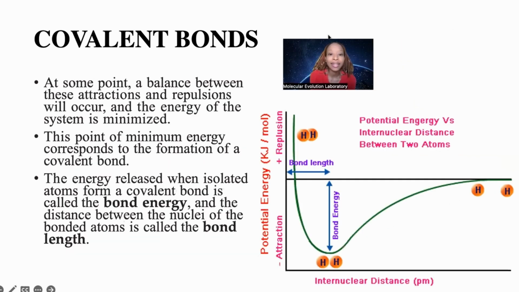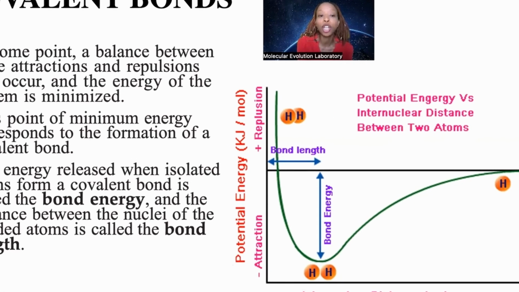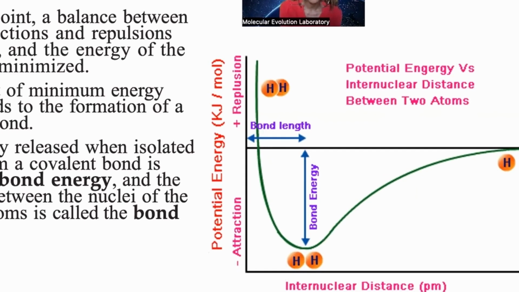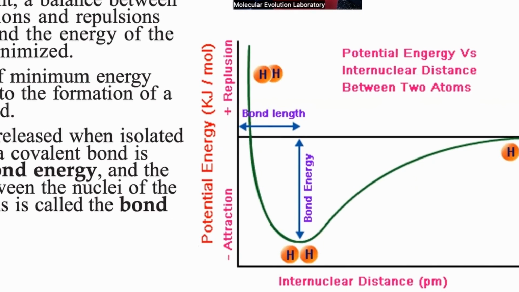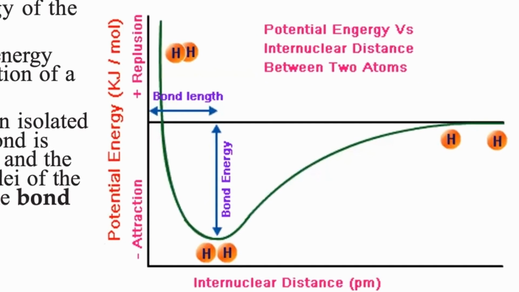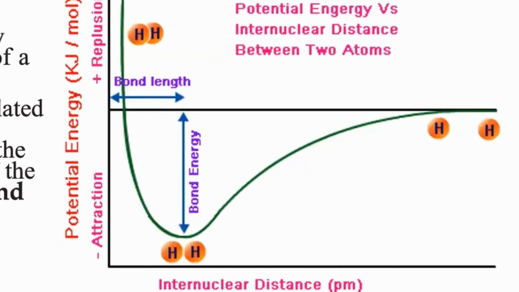At some point, a balance between this attraction and repulsion will occur. So the closer the atoms come together, at some point the balance between attraction and repulsion will occur and the energy of the system is minimized. This point of minimum energy corresponds to the formation of a covalent bond. The energy released when isolated atoms form a covalent bond is called bond energy, and the distance between the nuclei of the bonded atoms is called the bond length.